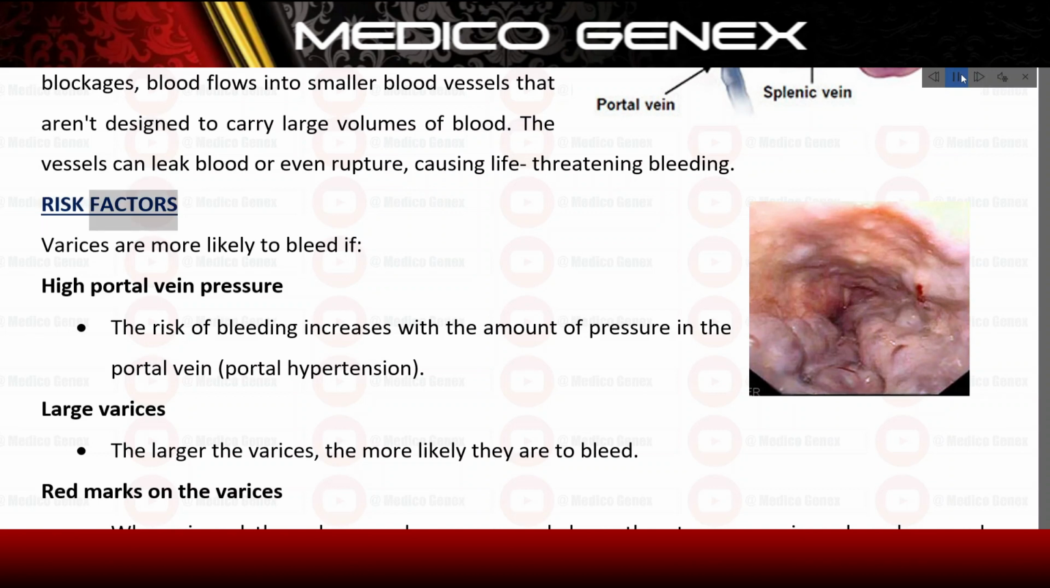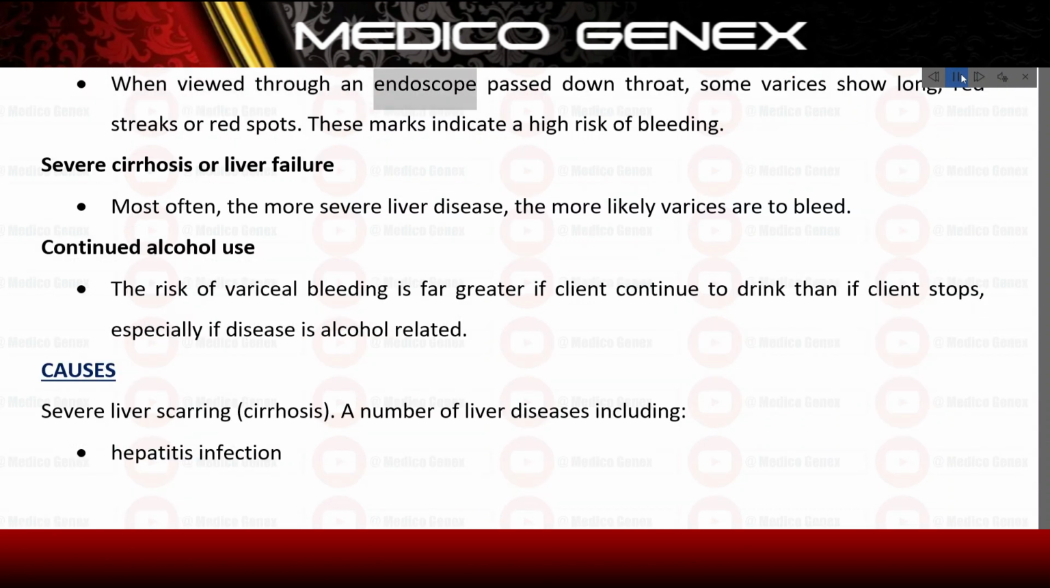Risk factors: varices are more likely to bleed if there is high portal vein pressure. The risk of bleeding increases with the amount of pressure in the portal vein, portal hypertension. Large varices: the larger the varices, the more likely they are to bleed. Red marks on the varices: when viewed through an endoscope passed down the throat, some varices show long, red streaks or red spots. These marks indicate a high risk of bleeding.